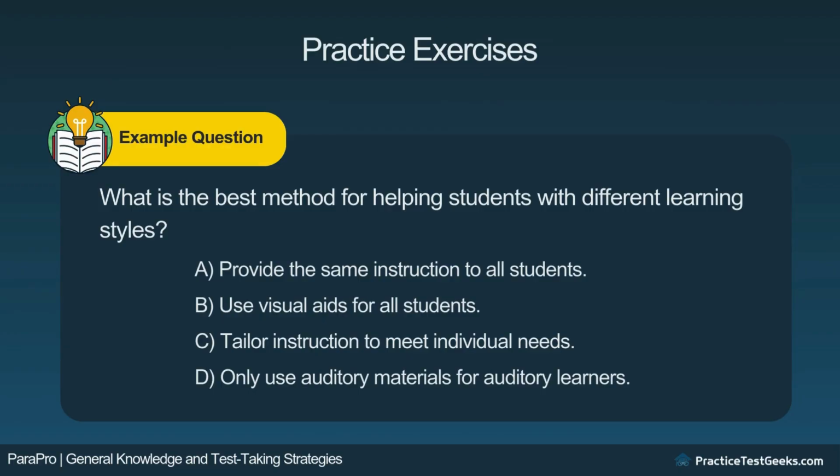Here are the options to eliminate. A. Provide the same instruction to all students is incorrect because different students have different learning styles. B. Use visual aids for all students is partially correct but too limited for all learning styles. D. Only use auditory materials for auditory learners is overly restrictive. The best answer is C. Tailor instruction to meet individual needs.